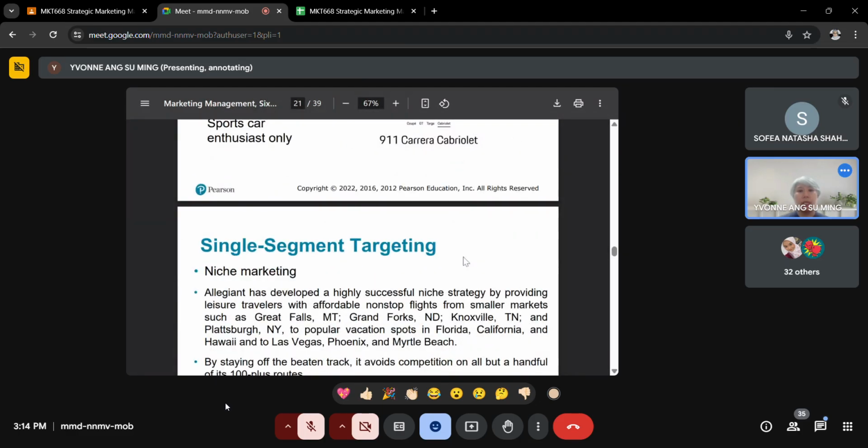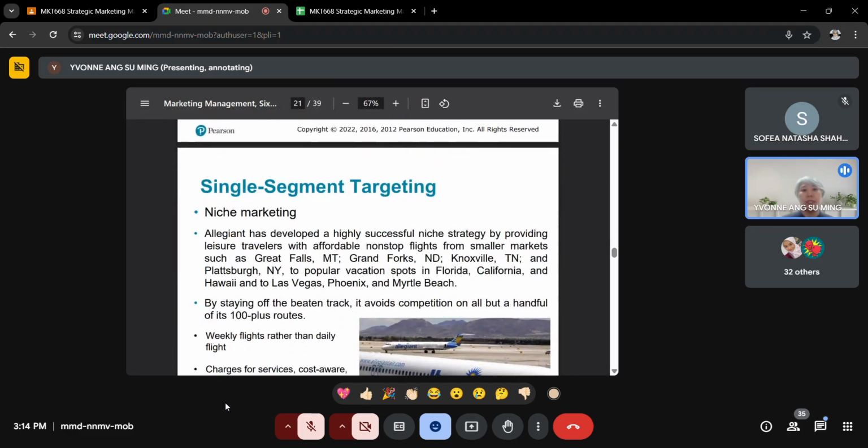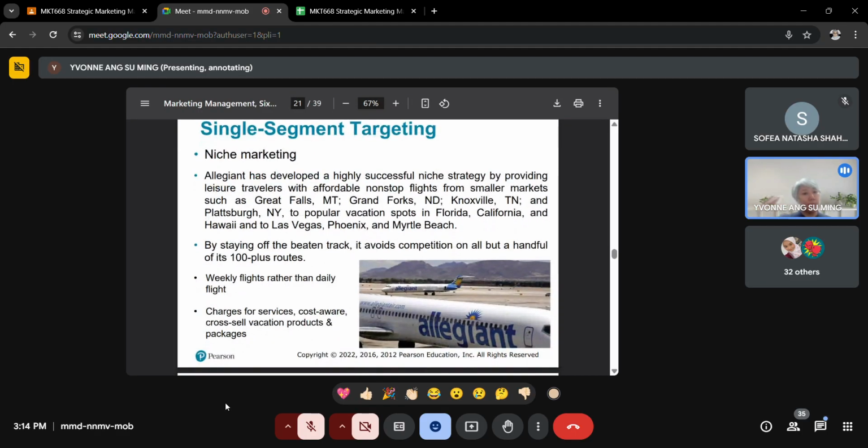Okay. Then we go further into single segment targeting. Okay, so we already established that they choose only one segment. Okay, they really choose only one segment. But in this one, they go even deeper inside that segment. So they only want to capture a very small portion of the market of the consumers. And this is known as niche marketing. Already a single segment, just one. Within that segment, they choose an even smaller segment. This is known as niche marketing.